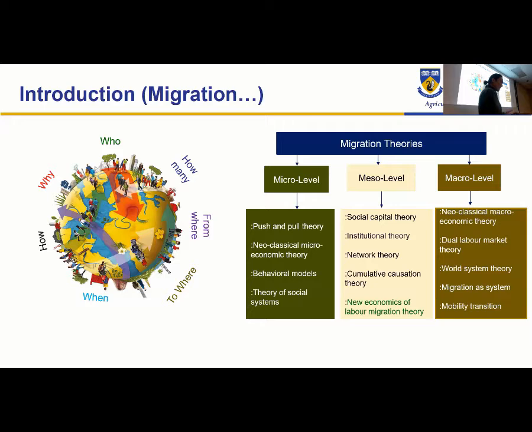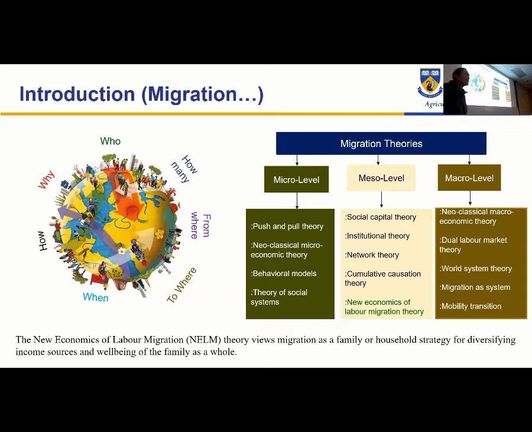I'm not going into detail of each of these theories, but let me share something about this new economics of labor migration theory, as we have applied this theory in our study. This new economics of labor migration theory views migration as a family or household strategy for diversifying income sources and the well-being of the family as a whole. It also connects remittance as the impact of migration, and it is mainly applicable in developing countries. So it is also applicable in the Nepalese context. We have used this NEL theory as well as institutional theory and network theory, which is more like the social or familial networks and contacts with institutions such as migration intermediaries that perpetuate migration.